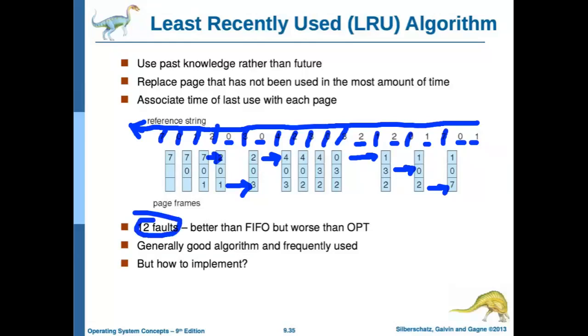So definitely this is better than FIFO, but not better than OPT, that is optimal page replacement. So this is a generally good algorithm, and most of the time this is used. But then for LRU, the issue is how to implement it. FIFO, fine, FIFO can be implemented by a simple queue. How to implement LRU? For LRU, different kinds of counters may be used.